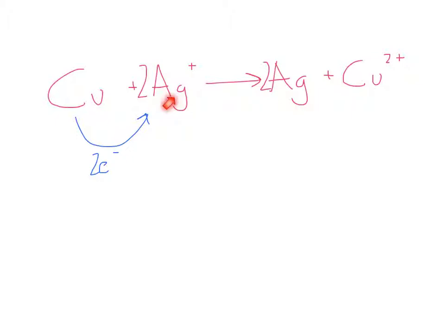So in other words, what if we were to somehow link copper and silver together so the electrons had to travel through perhaps a wire? Then we would generate electricity. And we can use that for all kinds of things, right?